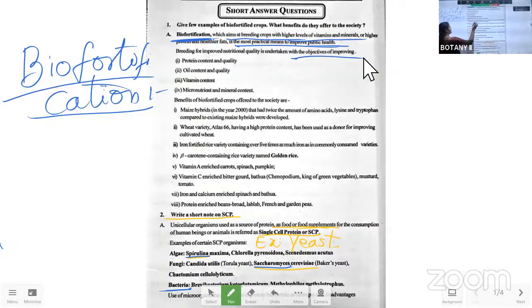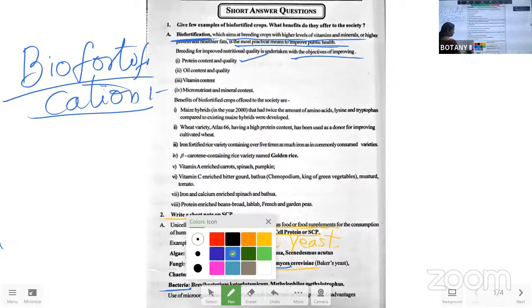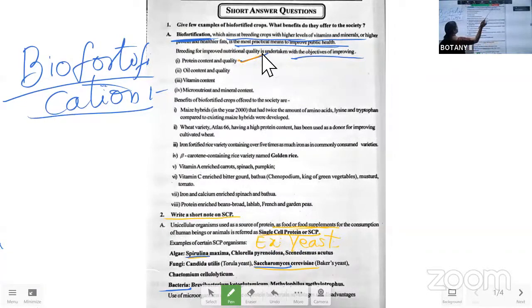For increasing the protein quantity, for the oil content and the quality of the oil. Because for us, whenever we have to cook something, we depend on oil. Without oil, we cannot do anything, that is the cooking purpose or fries or anything. We need the oil. So the oil should be good enough.